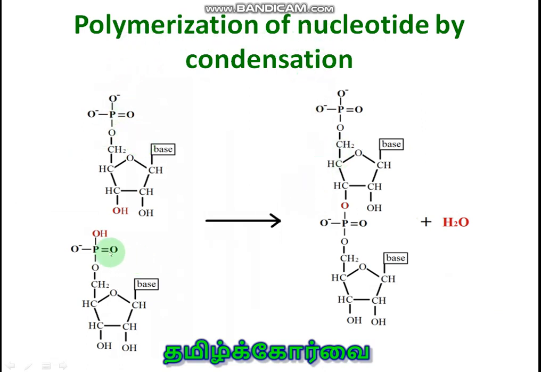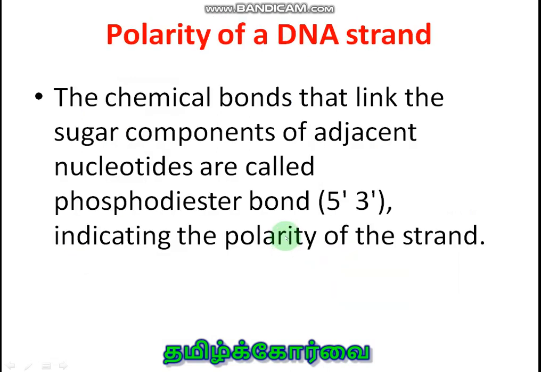Polymerization of nucleotide. The condensation reaction I told you. This OH group of phosphate and this hydrogen of the previous deoxyribose sugar join together and form H2O. Phosphodiester bonds are formed. Polarity is also established in the DNA strand because of this.